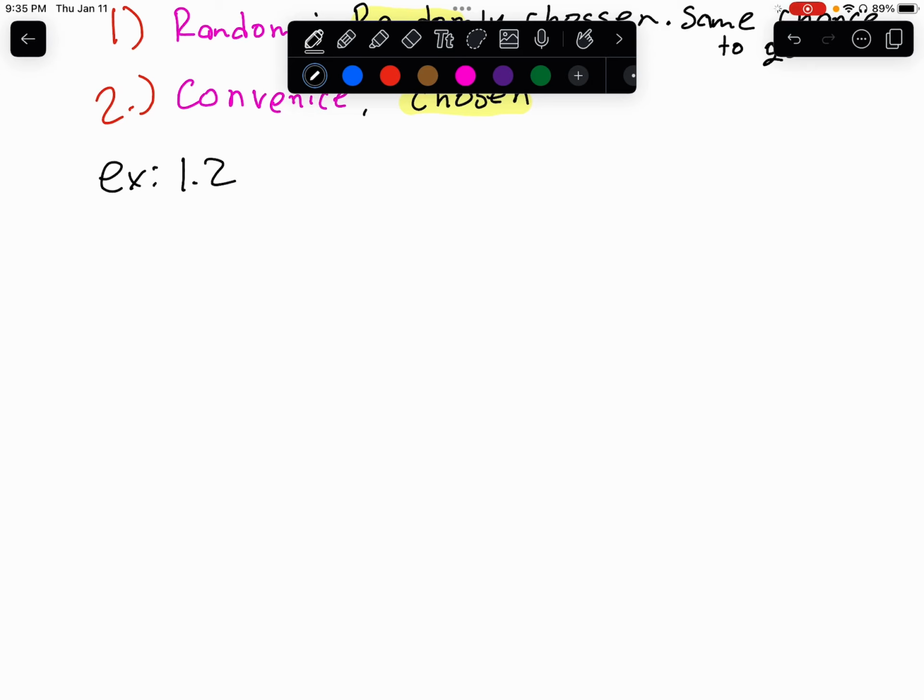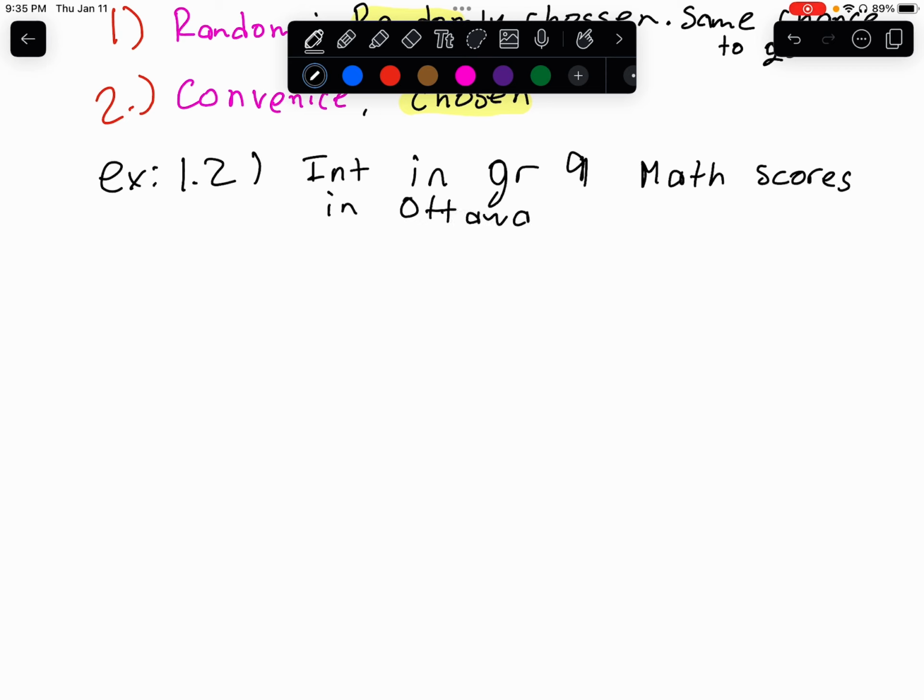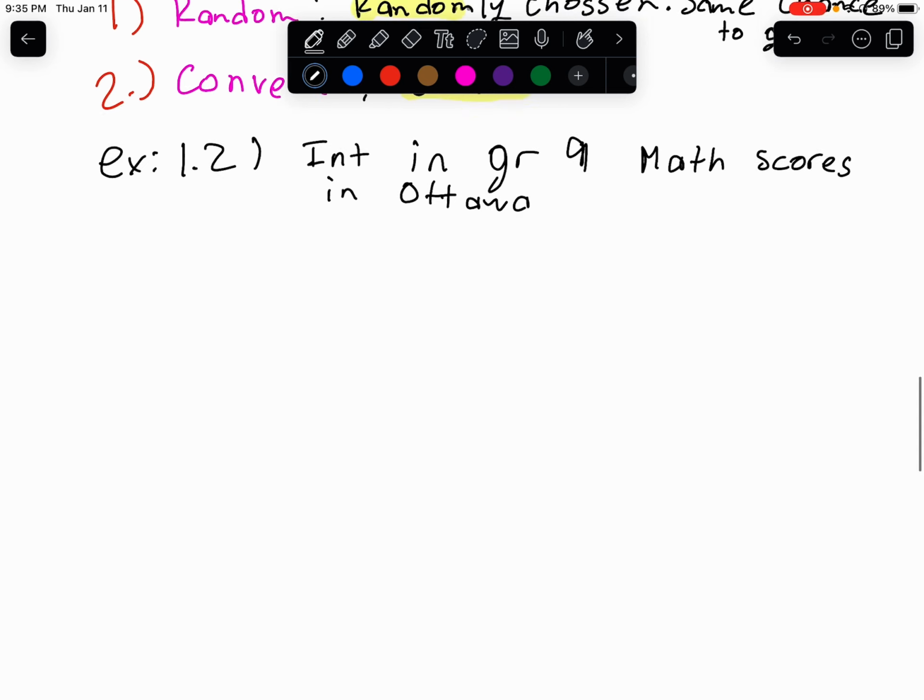So we are interested in grade 9 math scores. Let's say in Ottawa. We're interested in grade 9 math scores in Ottawa. So we have two samples. So our two samples are the following. And we have to define them.